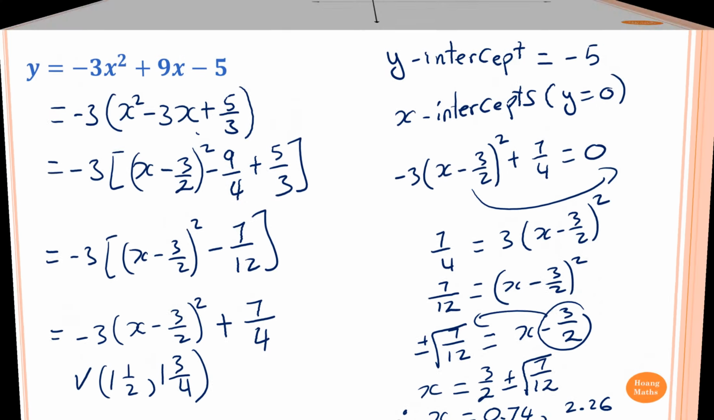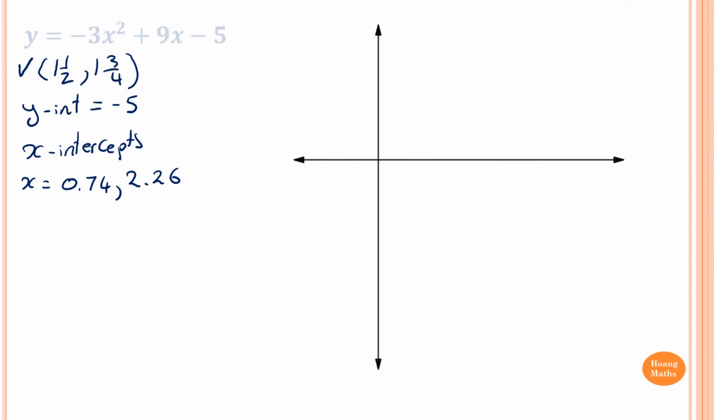Now we can graph the function. So we have the vertex at 1.5, 1 3/4. So 1.5 and 1 3/4 roughly here. The y-intercept is -5 and the x-intercepts are here. So I graph it first and I label the numbers later. So I just do this first.